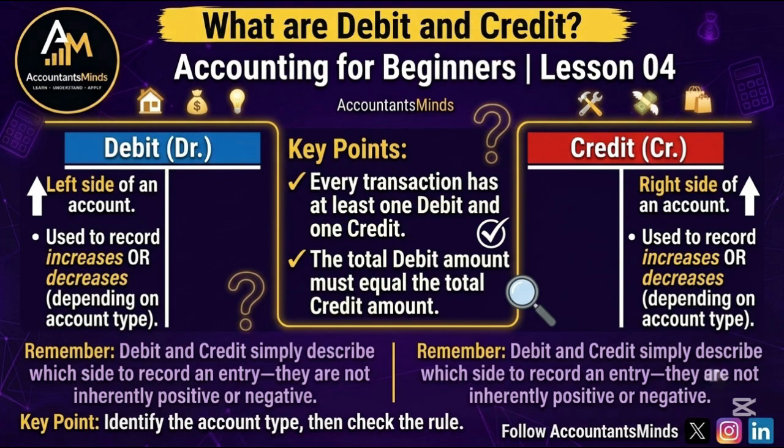Another common misunderstanding is that debit always means an increase and credit always means a decrease. That is incorrect. Whether an account increases or decreases depends on the type of account. That's what we'll learn next.